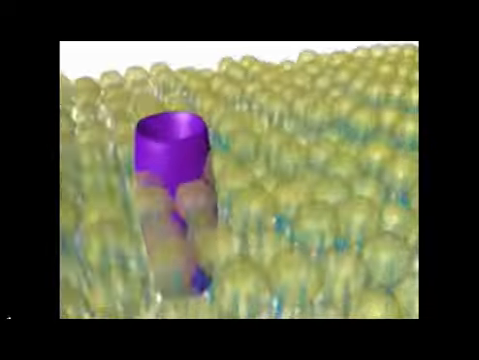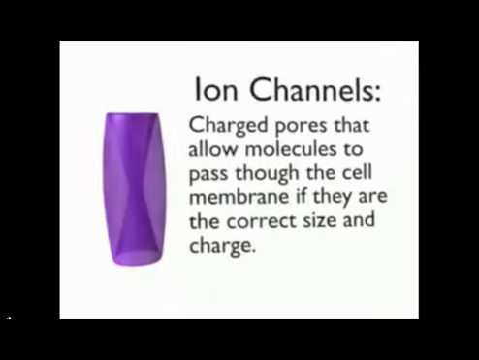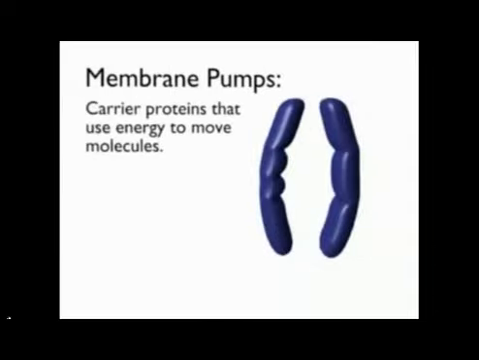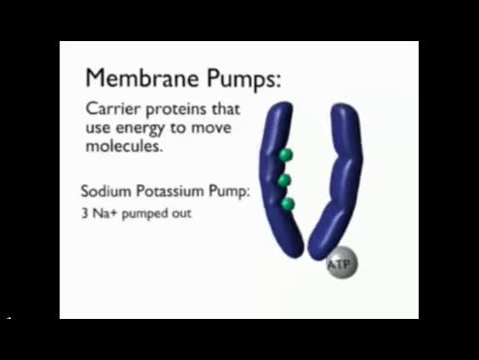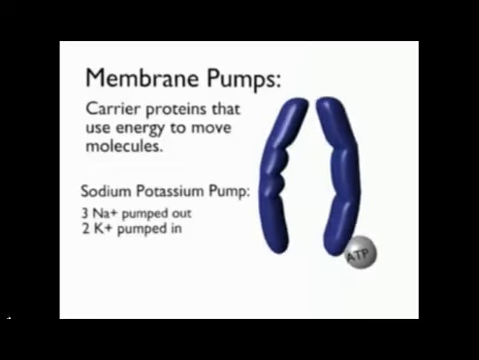Let's take a look at the various kinds of protein carriers that are found in the plasma membrane. The first of these integral proteins works as an ion channel. The protein is a charged pore that allows molecules to pass through the cell membrane if they are the correct size and the correct charge. Second are membrane pumps. Membrane pumps are carrier proteins that use energy to move molecules and ions into and out of the cell. The sodium-potassium pump is an example, moving sodium and potassium using ATP energy to allow for that movement.